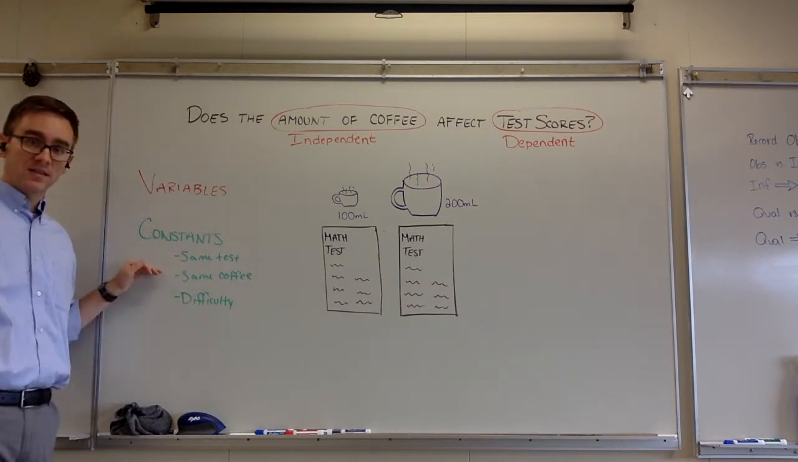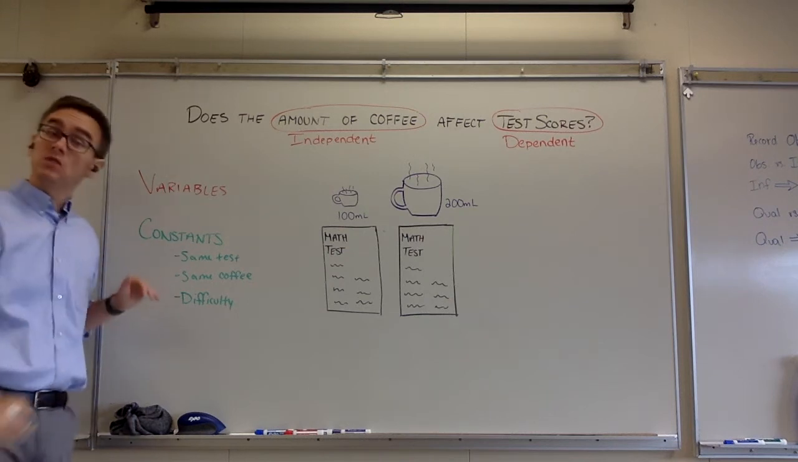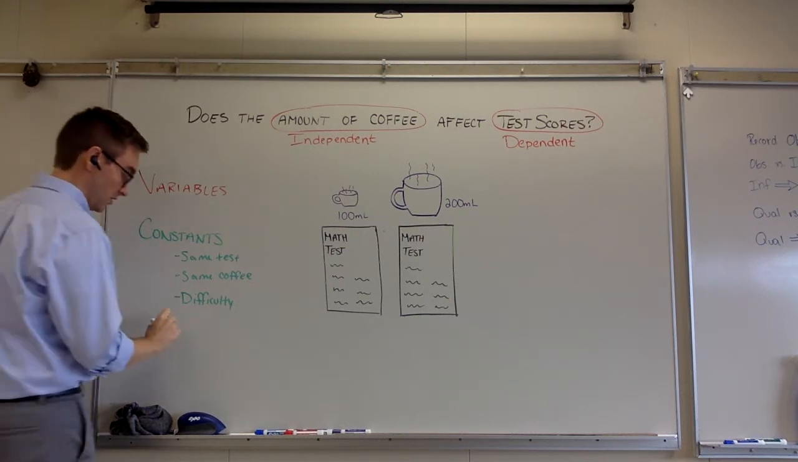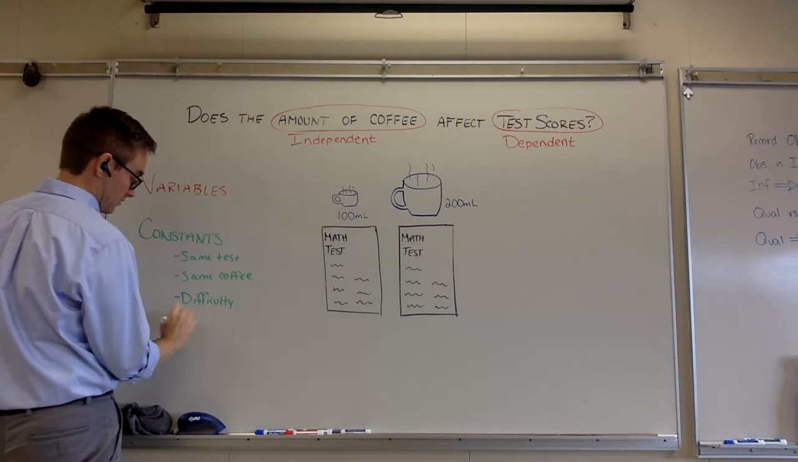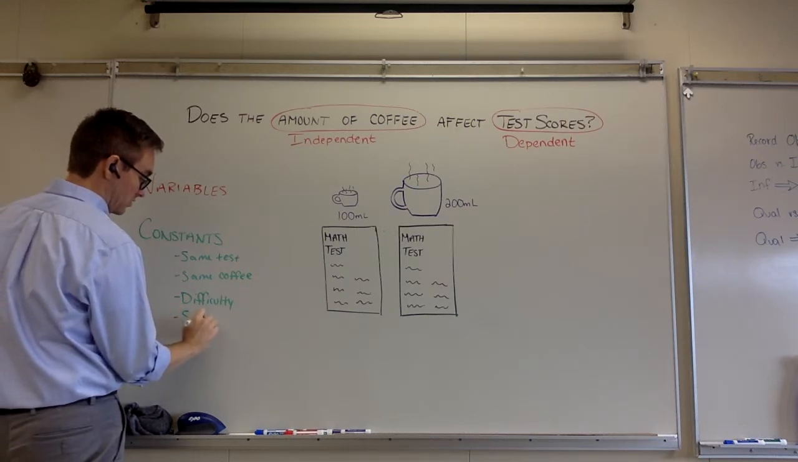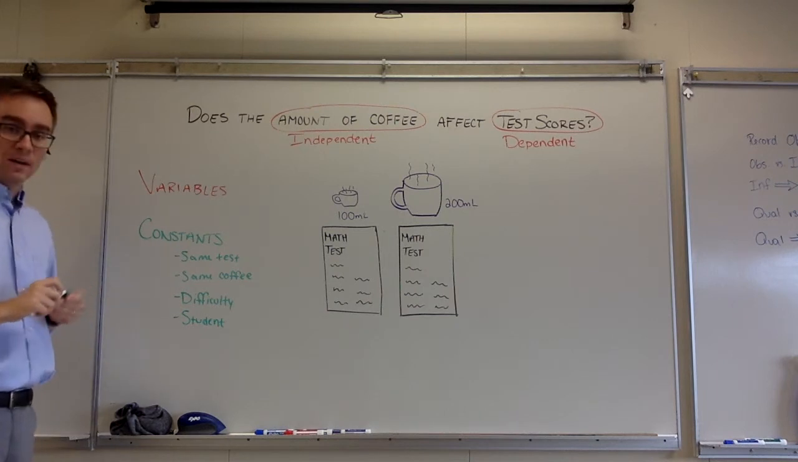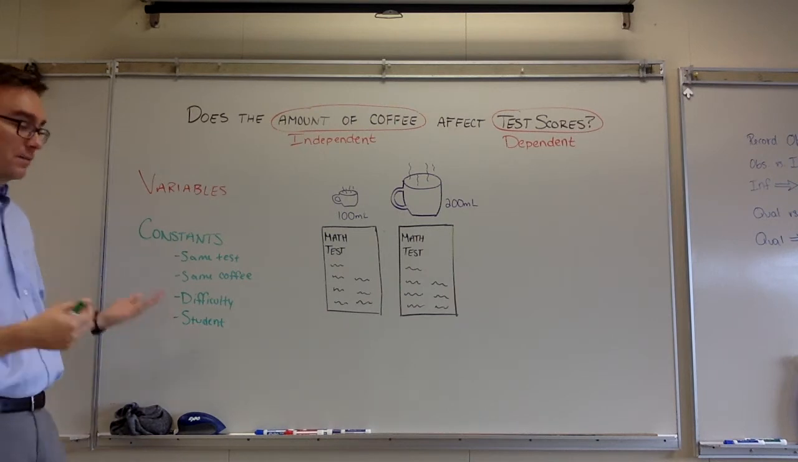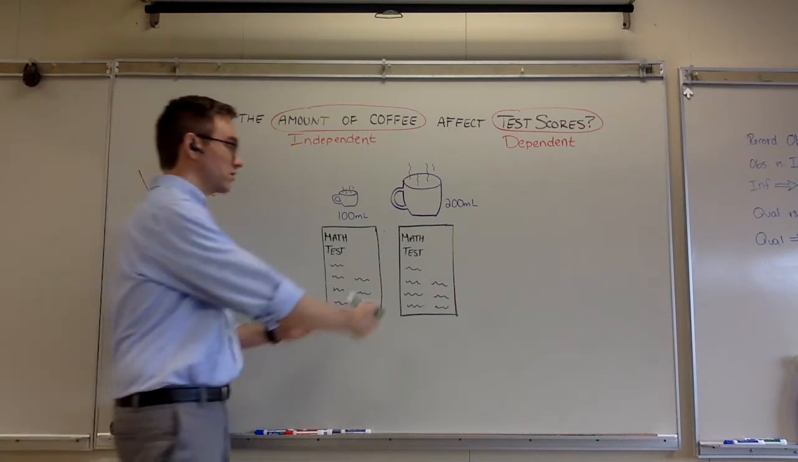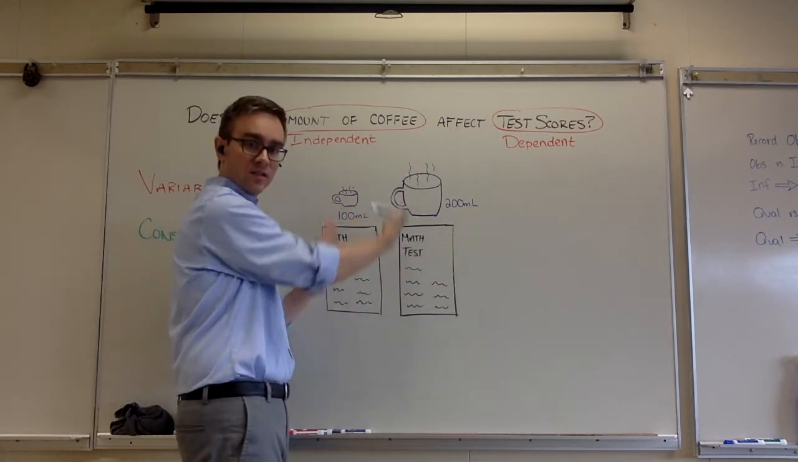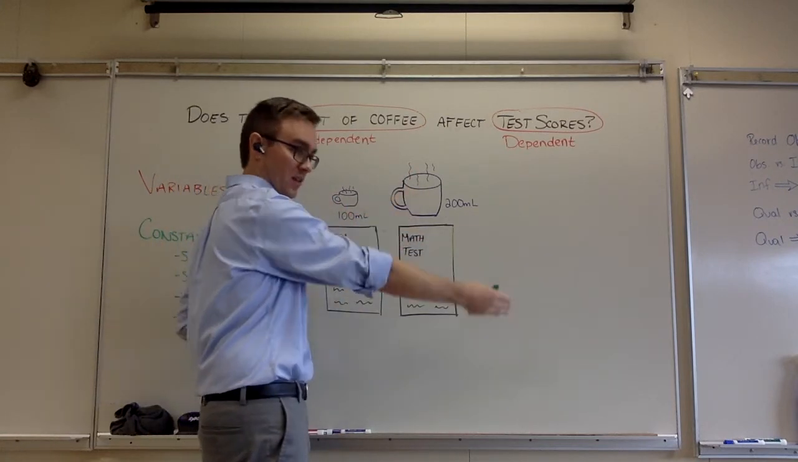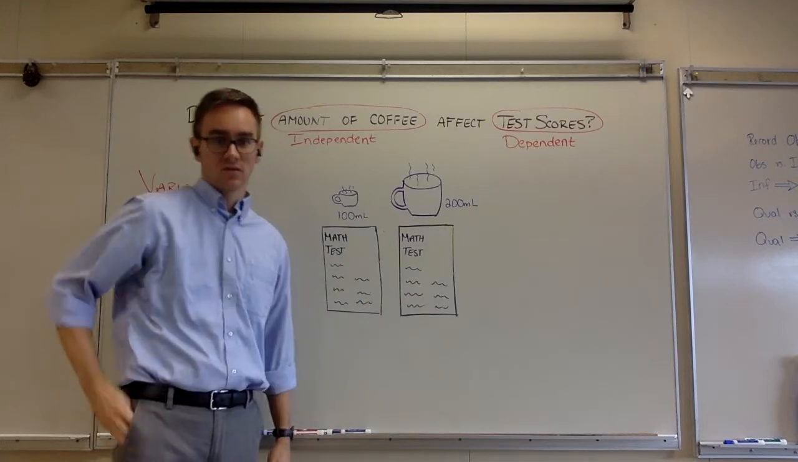It could literally be where the math test is taken, what time of day, the same student taking the test, or the same level of student. All right? You have to think about the student taking the test. If you have someone who is very, very good at math, and then someone who has a very big challenge at math, you're not testing coffee then. You're testing not only coffee, but math skill, and how that affects the test score.